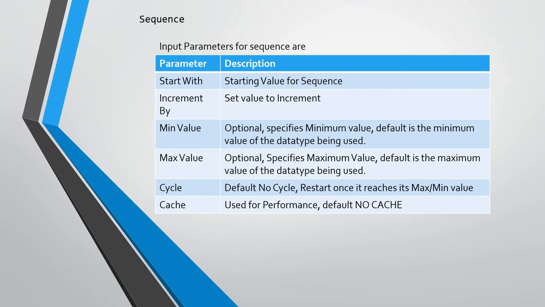Now one main disadvantage of cache is that if you have gone with a cache option, then if any unexpected shutdown like a power failure or anything else happens, you might lose those sequence numbers. Because with a shutdown or restarting of the machine, your cached values would go away, so you might lose those sequence numbers.